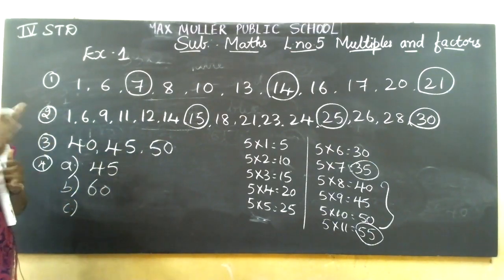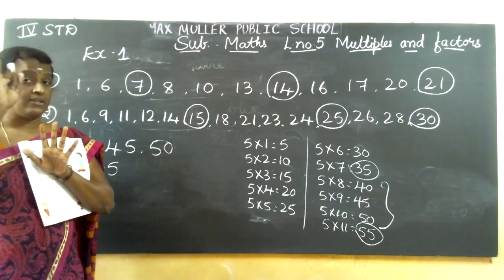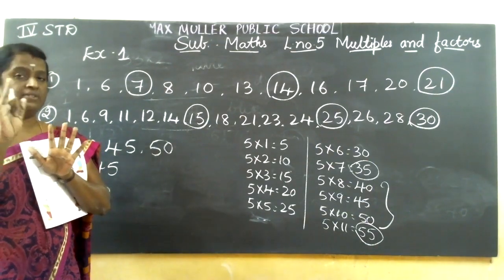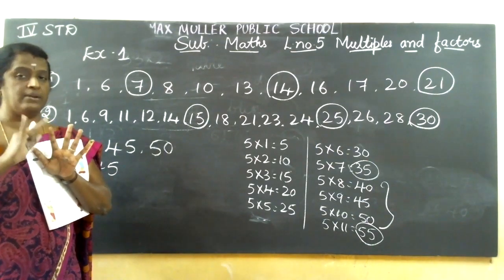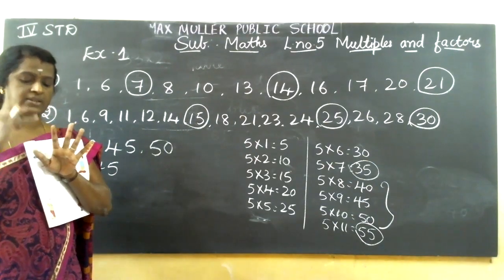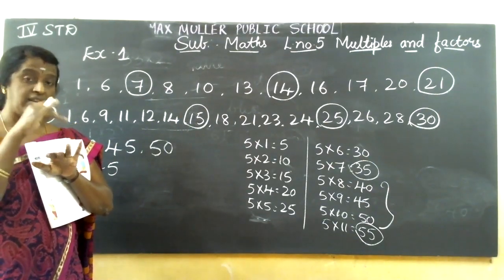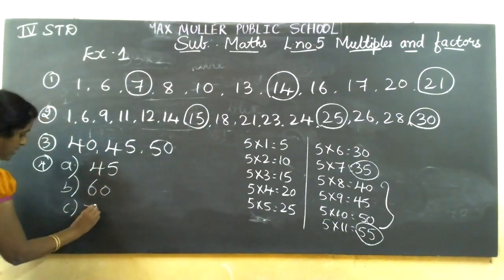Seventh multiple of 11. They are asking for the seventh, so use the table of 11 up to the seventh. 11 ones are 11, 11 twos are 22, 11 threes are 33, 11 fours are 44, 11 fives are 55, 11 sixes are 66, 11 sevens are 77. Option D.